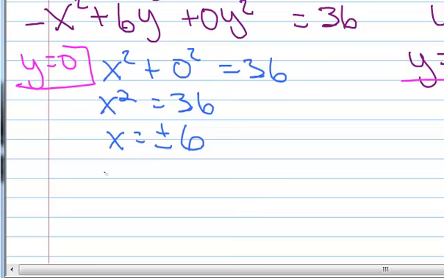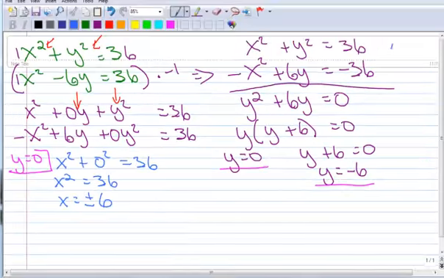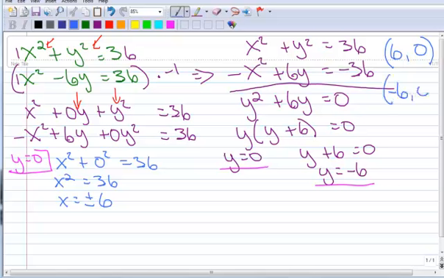Now, before I get too far, let's make some ordered pairs out of these. So I've got x equals 6, and that goes with a y equals 0. So there's one of them. And I've got x equals -6. That also went with a y equals 0. So there's that one. All right, so we're done with that one.